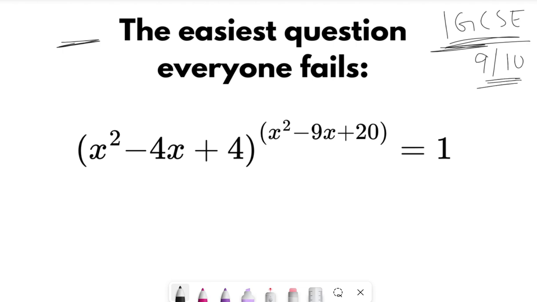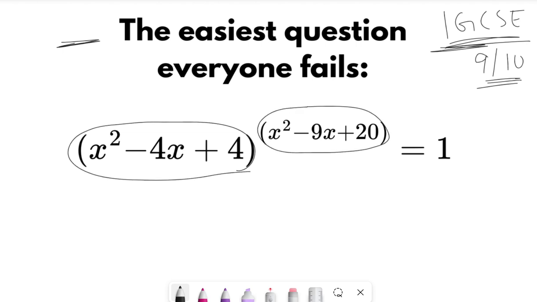So we need to solve this equation. We need to solve for all the values of x. It can be one or more values of x. Now let us see. We basically have something to the power of something is equal to 1.